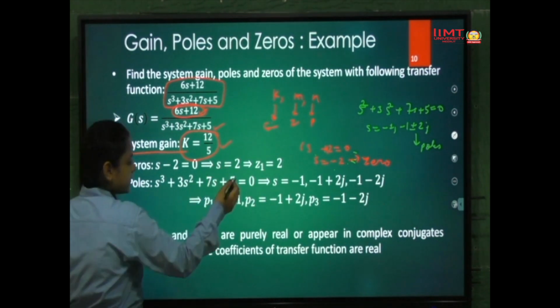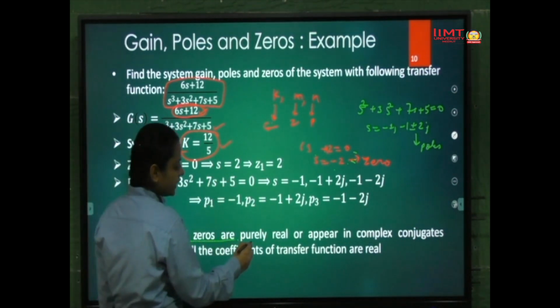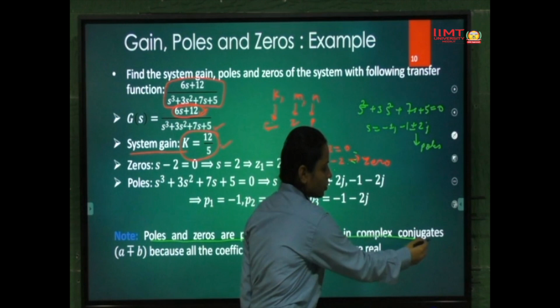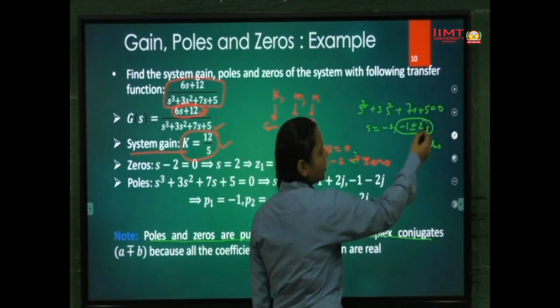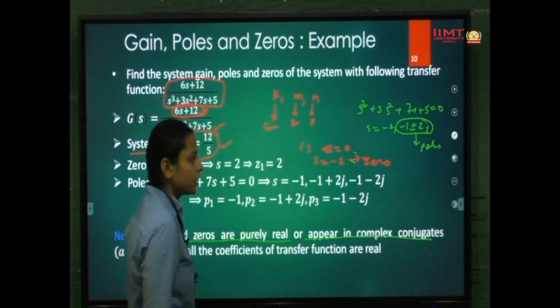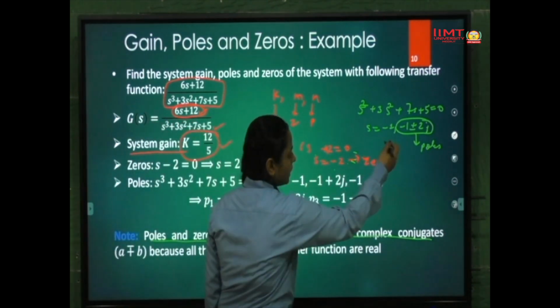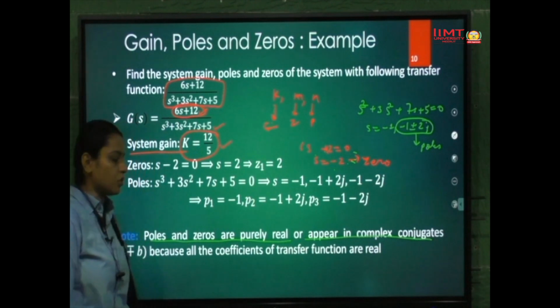If we look at this, poles and zeros are either purely real or appear in complex conjugate pairs. So if we have a complex pole, we always have its conjugate, plus minus. We cannot have only plus or only minus; we always have complex conjugate poles.